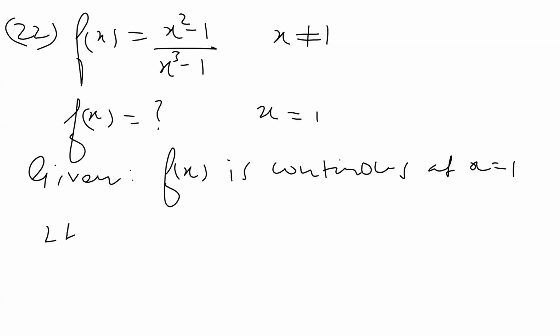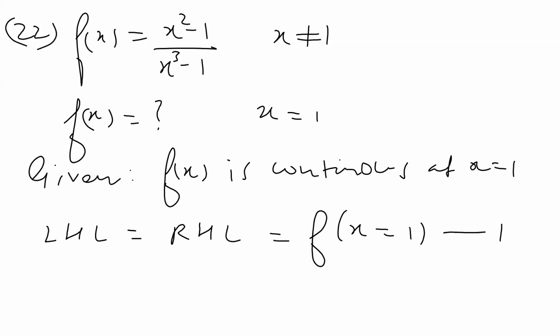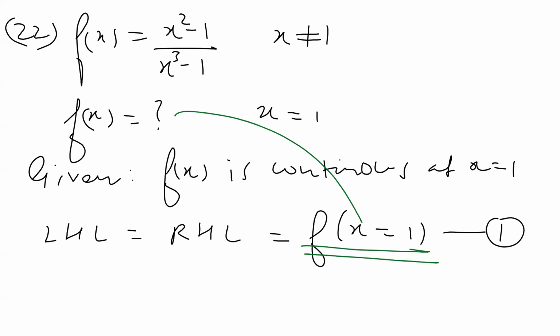Now since it is continuous, LHL equal to RHL equal to f of 1. This is equation number 1. Now this we don't know, so which value should be given over here is what the question is. You can solve any one, it's not a proving problem to solve both. Solve any one, LHL or RHL. This time I will help you with RHL.